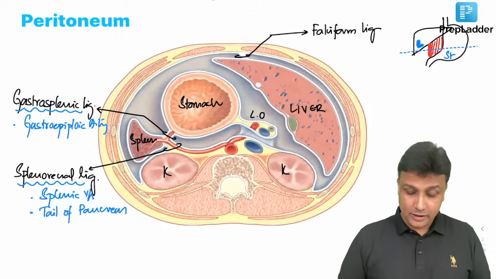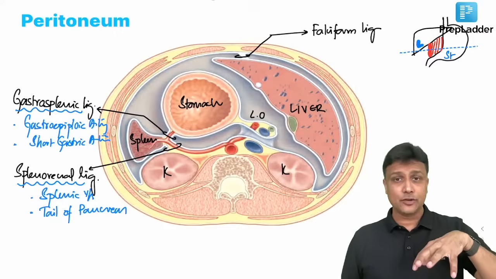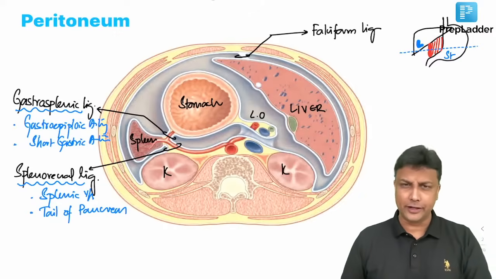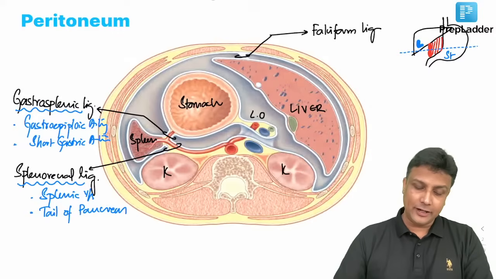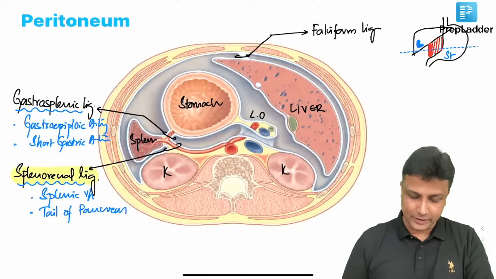Gastroepiploic artery will be there, and along with that, even the short gastric arteries will also be present. They are the ones which are actually supplying what? The fundus of the stomach. So short gastric arteries are also present there. Fine. Now we are actually done with these two ligaments here. Now these two ligaments are complete, so that is quite easy for us.